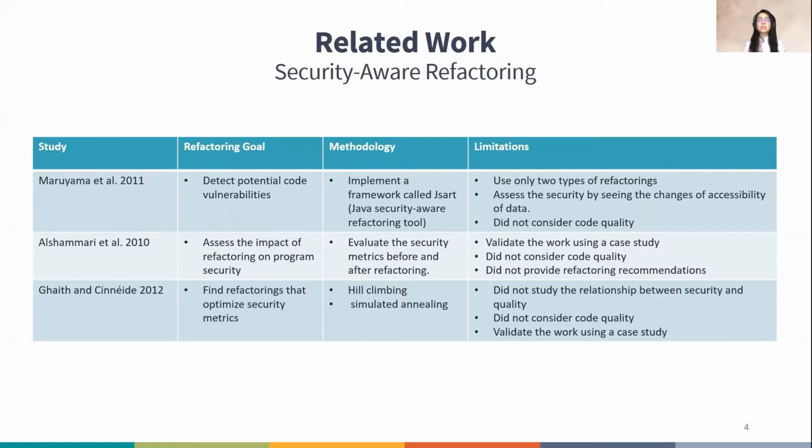In the third study, the authors used search-based techniques to find refactorings that optimize security metrics. However, they did not study the relationship between code quality and security, and they did not consider code quality as an objective when doing refactoring. Also, they validated their work on a case study, which means that their results cannot be generalized.